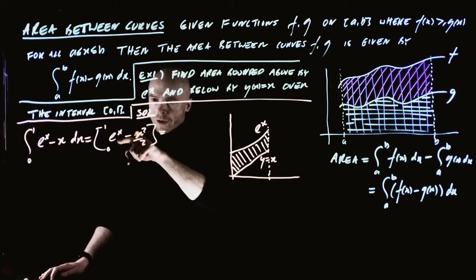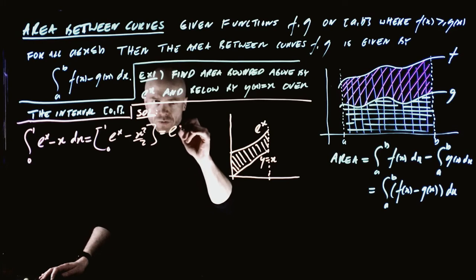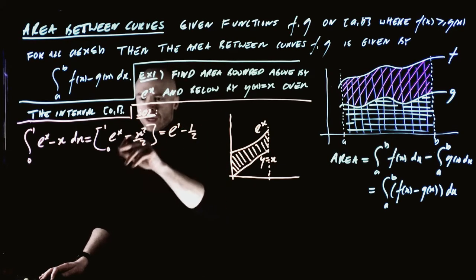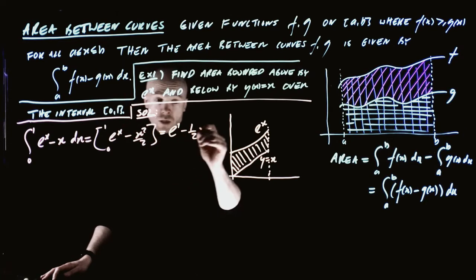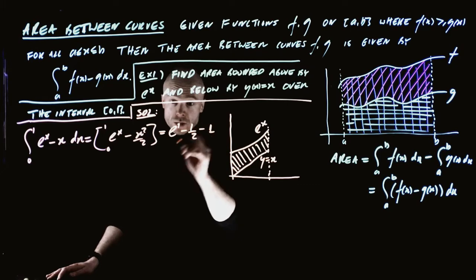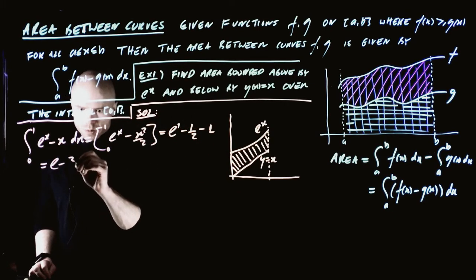When x equals 1, we have e to the 1 minus a half. And when x equals 0, we have e to the 0, which is 1, and this other term will be 0, so we just have minus 1. So this is just e minus 3 over 2.